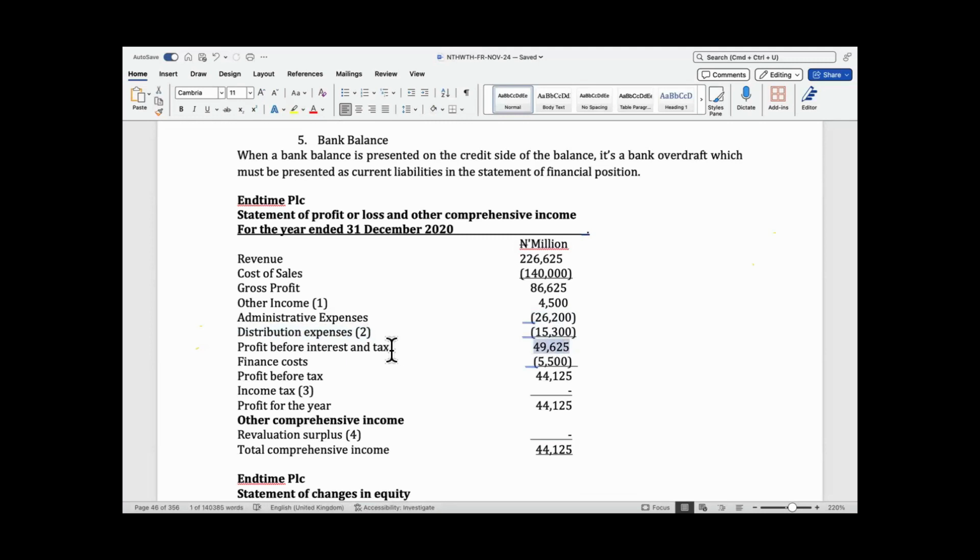Then my question to you is this. What is another name for PBIT? EBIT. Operating profit. Thank you very much. Not accessible profit. Operating profit is what you said, and you are perfectly correct. So take note of that. Then, after your operating profit, if you have finance income, like investment income or interest received, you add that. Or if you have finance costs, you remove that.